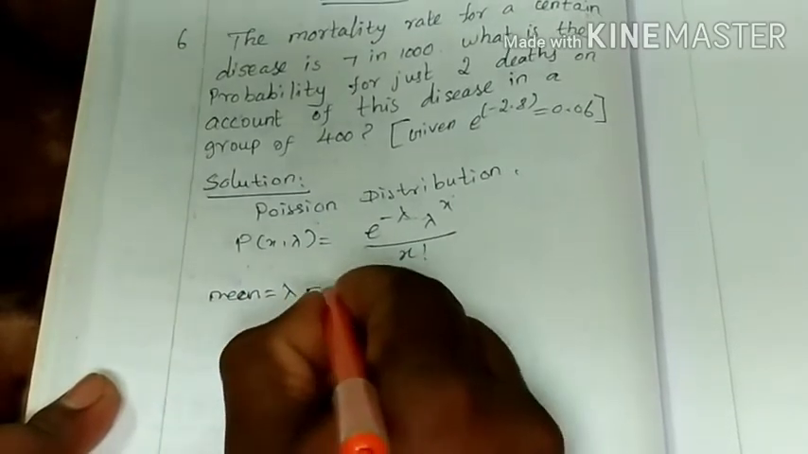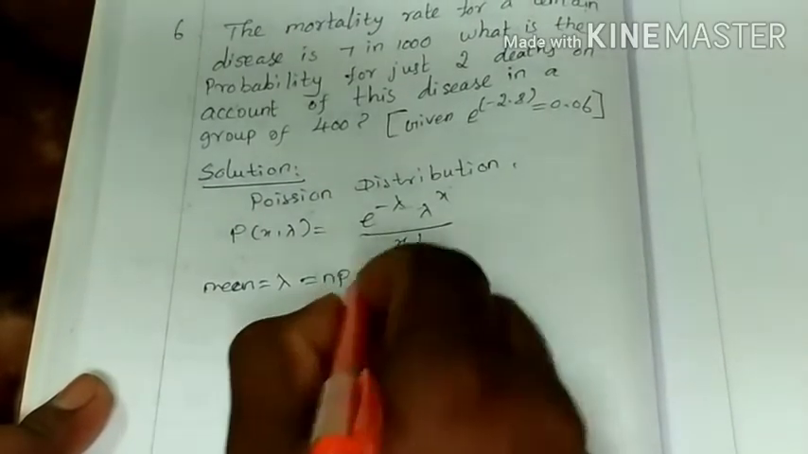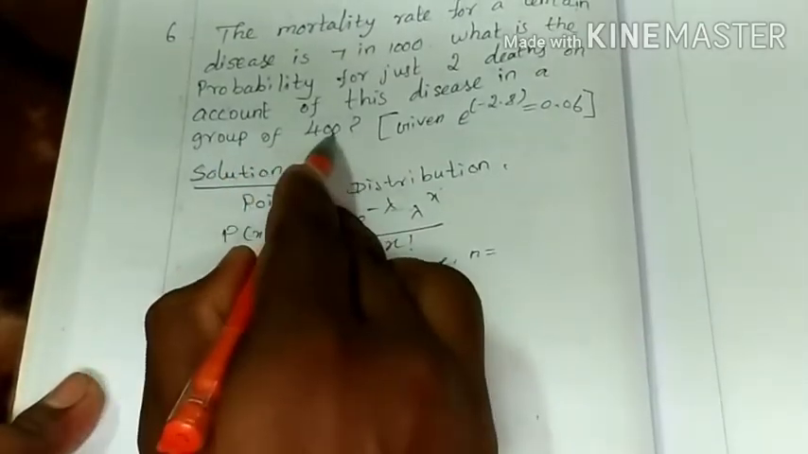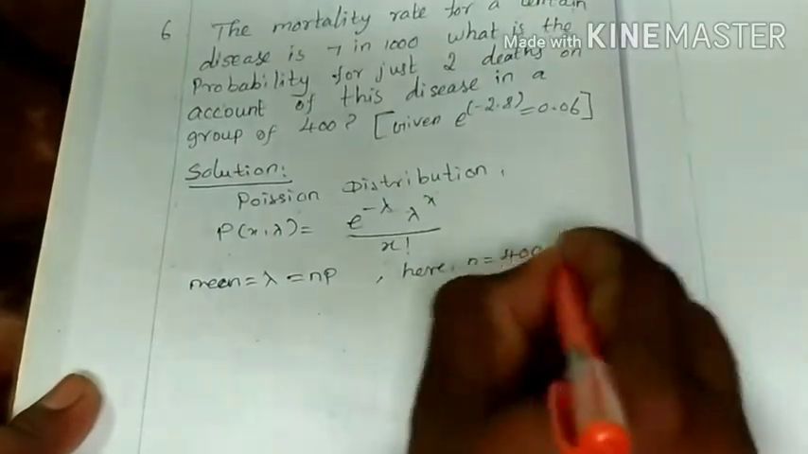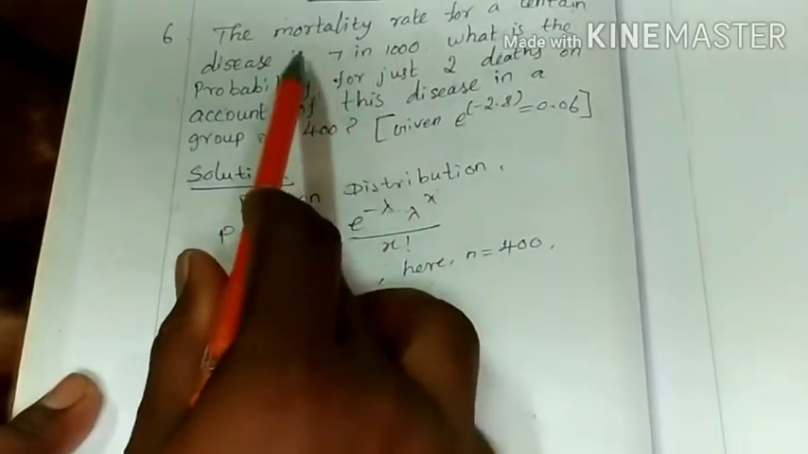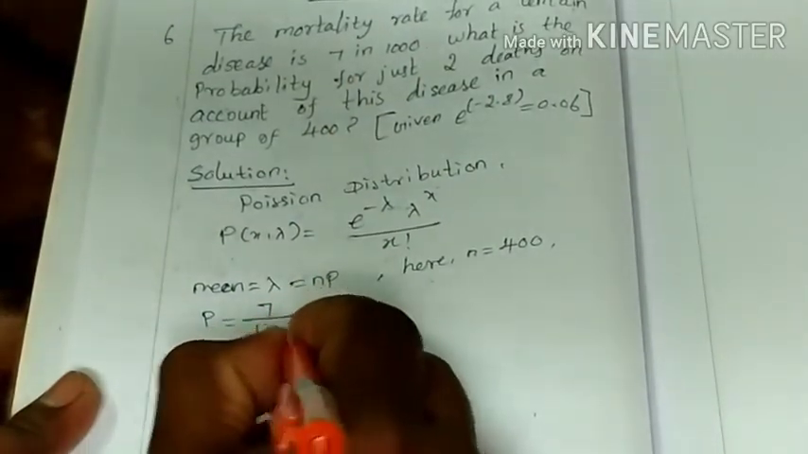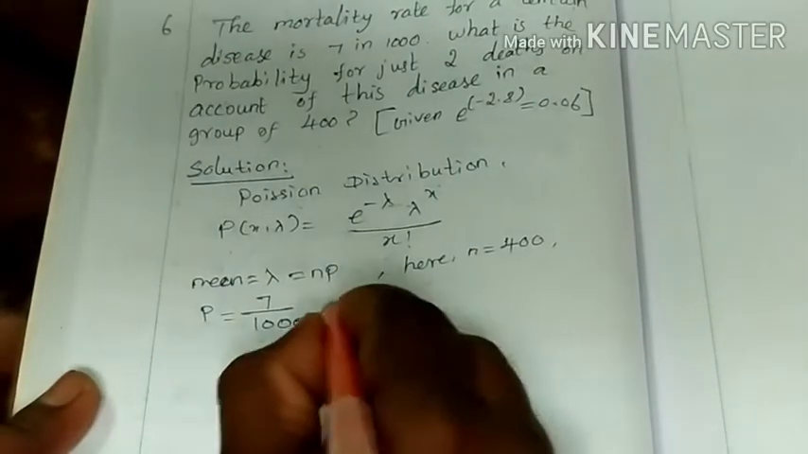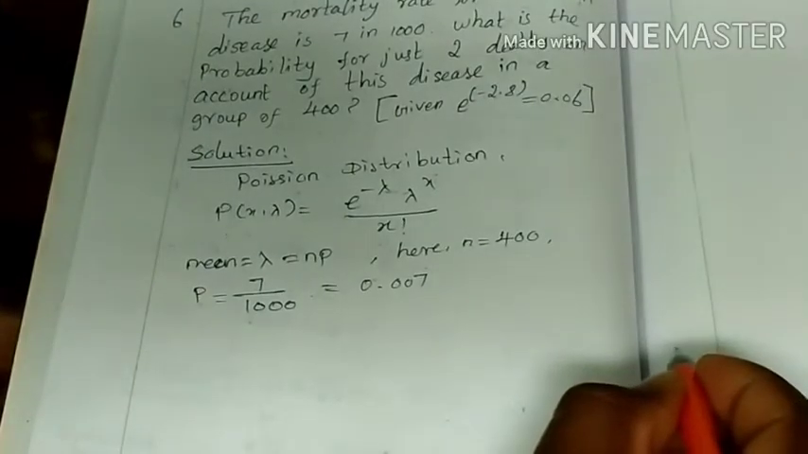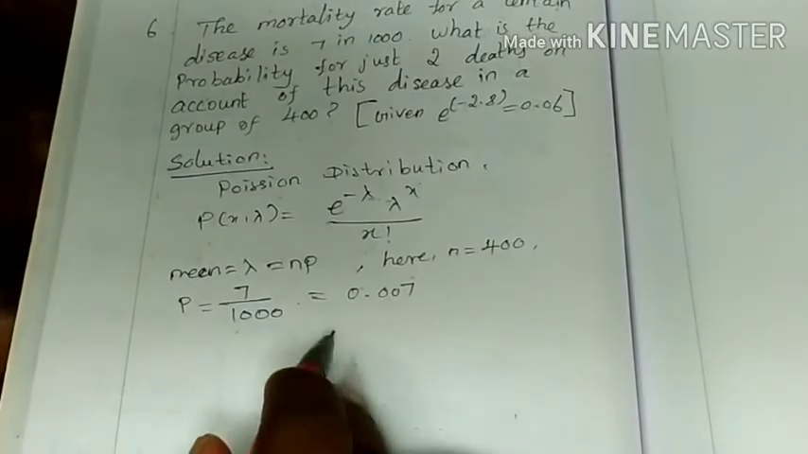Lambda is equal to np. This is your formula. Here n is the number of people, the group of 400, and p is the probability of the disease, 7 in 1000. The 7 in 1000 can be written as 7 divided by 1000, which is 0.007. This is your p answer. Before you start, fix your calculator to 4 decimal places.